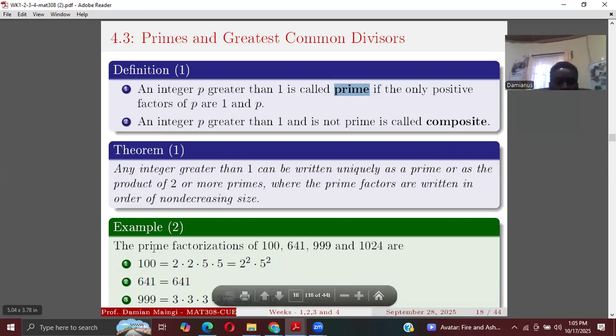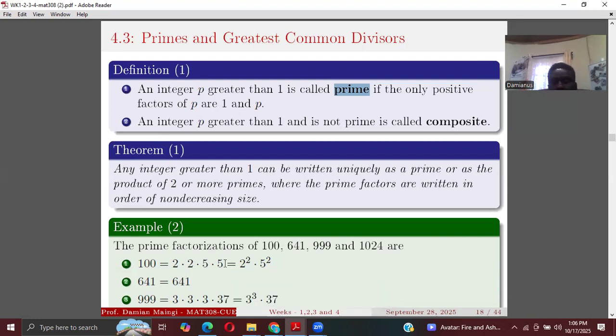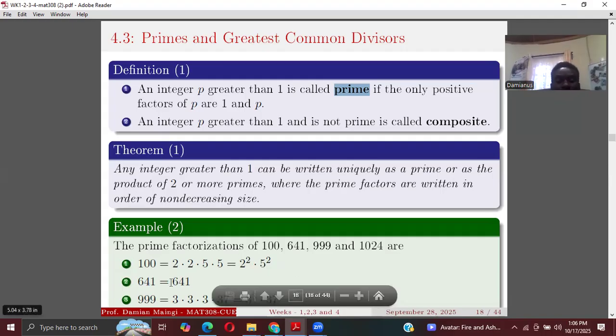So let me give examples. The prime factorizations of 100, 641, 999, 1024: 100 is 2 times 2, which is 4, times 5 times 5, which is 25, and that's 100. So this is just 2 squared times 5 squared. These are powers of primes. We are done. 641 is a prime number, so it's just 641 itself. We are done.